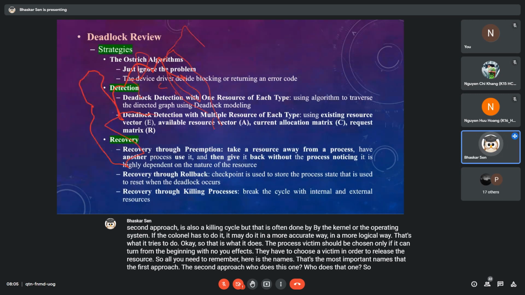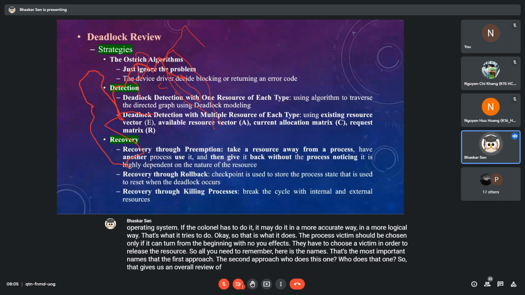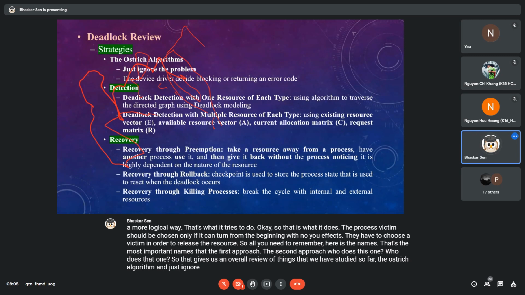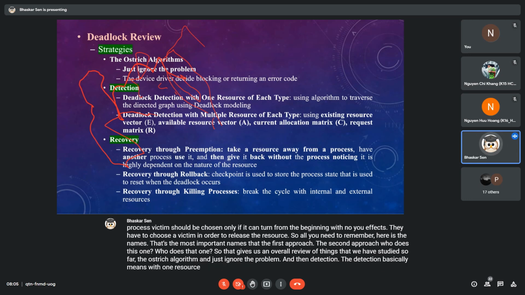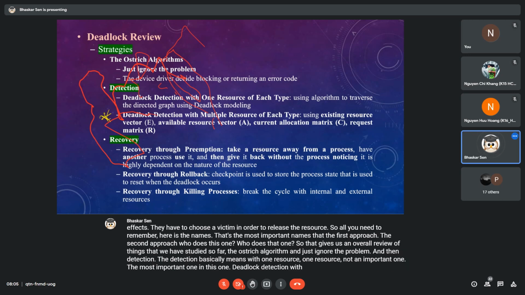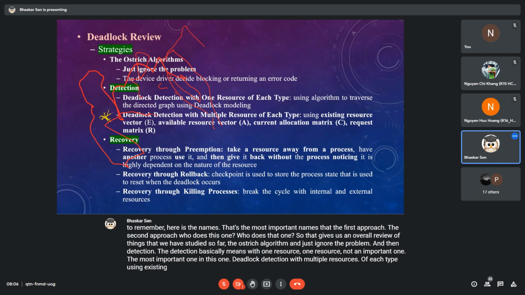So that gives us an overall review of the things that we have studied so far. The Ostrich algorithm: just ignore the problem. Then detection. Detection with one resource is not an important one. The most important one is deadlock detection with multiple resources, of each type, using existing resource vectors, available resource vectors, the current allocation matrix, and the request matrix.